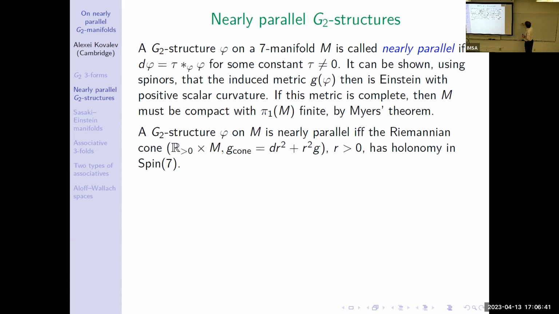First of all, we're talking about holonomy. That's the group generated by parallel transport over closed loops using the Levi-Civita connection. If the holonomy is G2 or Spin(7), then it corresponds to a Riemannian metric that is Ricci flat.